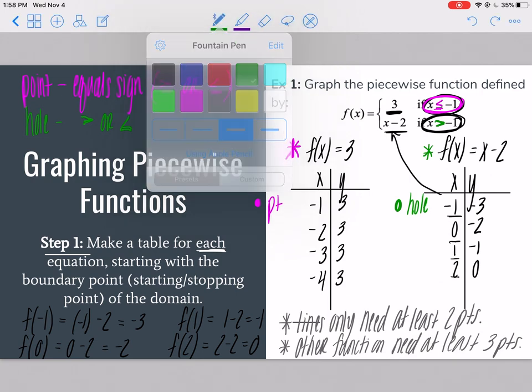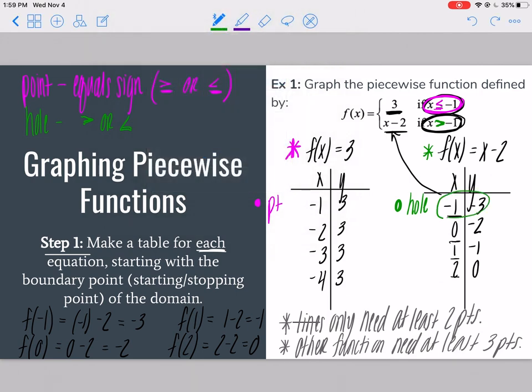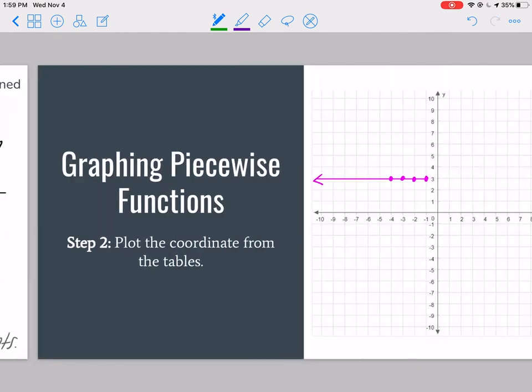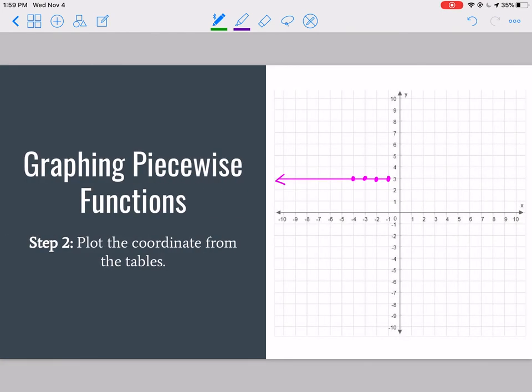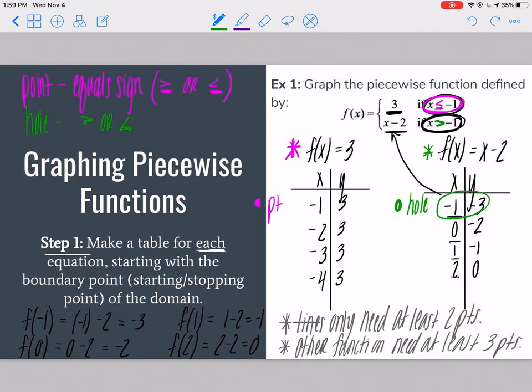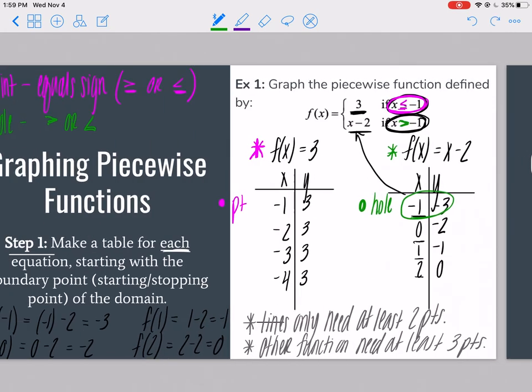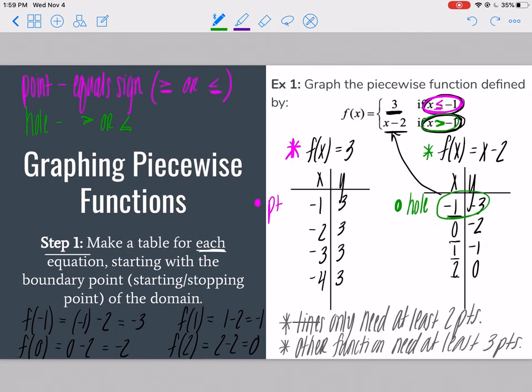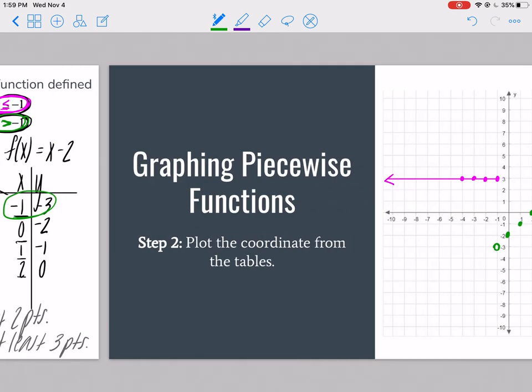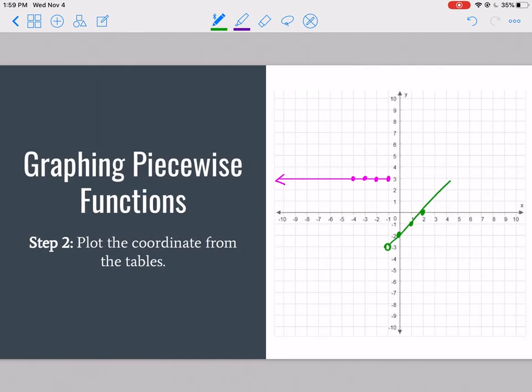And then this next one, we are starting at the point -1, comma -3, but that's going to be a hole. So -1, -3, put an open circle there, and then let's plot the next couple points. So 0, -2, 1, -1, and 2, 0. And we know that that's going to now point to positive infinity forever and ever because its x is greater than -1. So that is our piecewise function.